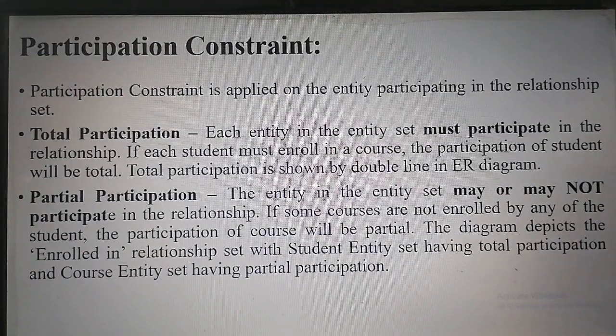There are two different participation constraints in an ER diagram. One is total participation and the other is partial participation. Total participation says that when an entity participates totally in a relationship, then every entity of the entity set will have to participate in the relationship. And partial participation says that when an entity participates partially in a relationship, then there is no need for every entity of the entity set to participate in the relationship.